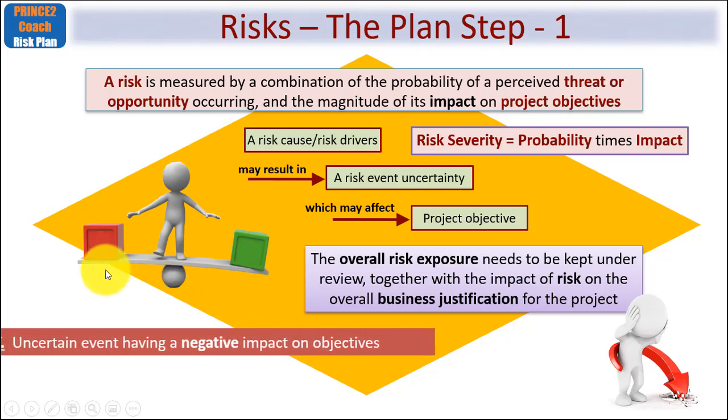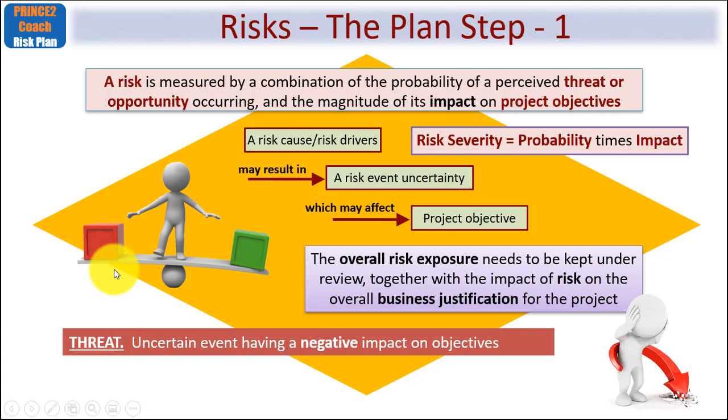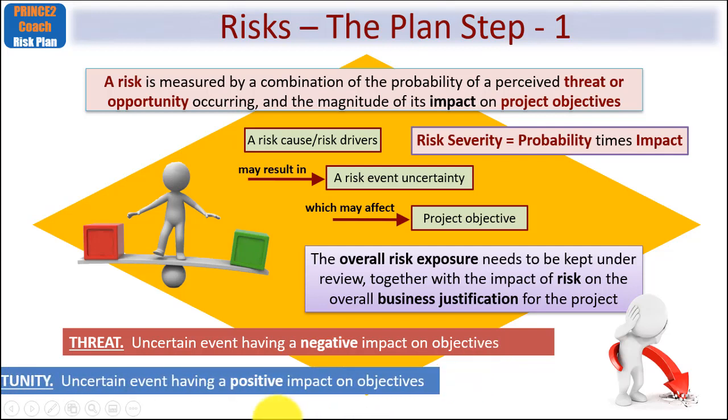Now, there's two types of risks, as I'm sure you know. The first is the most familiar one, and that's called a risk threat. And this is an uncertain event which has a negative impact on objectives. This is the usual use of the word risk in our daily lives. But of course, a risk can also be positive. And in this case, we call it an opportunity.